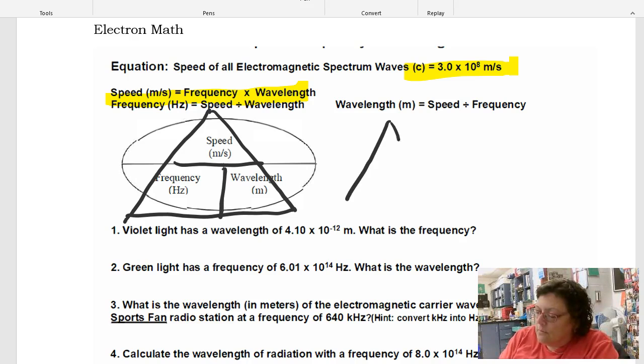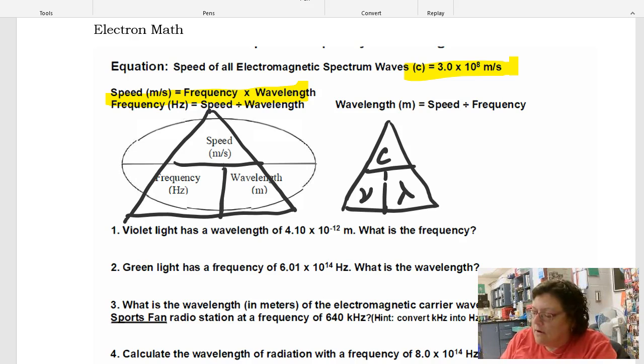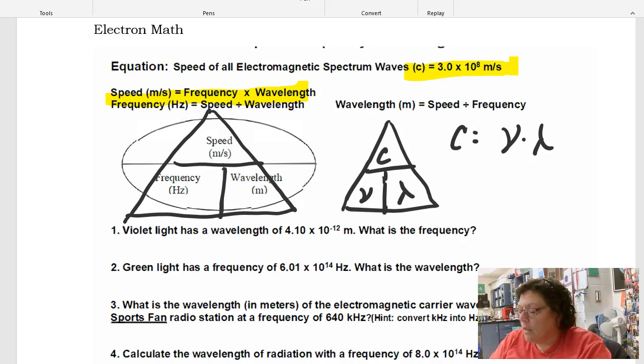And what we're going to do, if we put the constant into the top, and we put frequency times wavelength down here, we end up with a way to convert our equation around. All right, c is equal to frequency times wavelength. If we are going to solve for wavelength, and we cover wavelength up, you see what we have to do. Wavelength is equal to the speed of light divided by frequency.